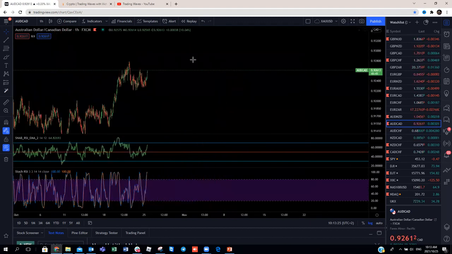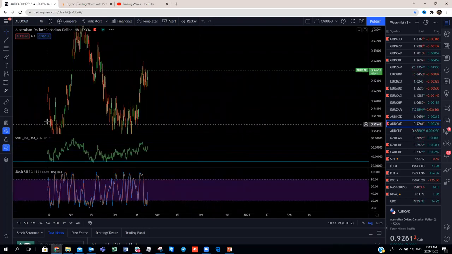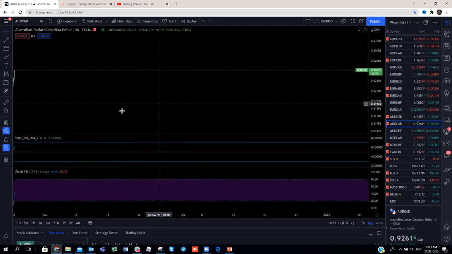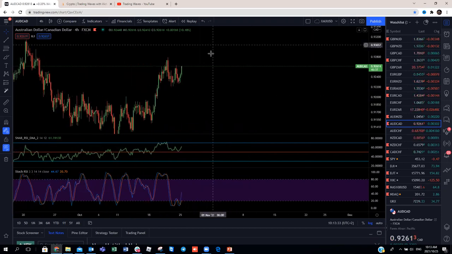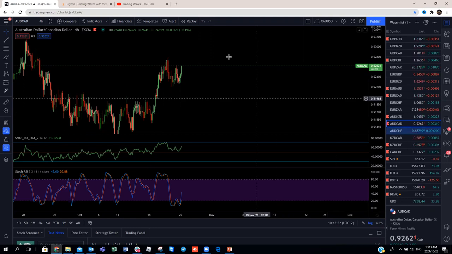Audi CAD. Let's go back to the 4-hour. So Audi CAD, we've got a corrective structure here. This is our corrective structure on Audi CAD. This is making a move to the upside like this, so we're going to see more upside. You can see here where we are. We're going to see upside on Audi CAD, upside on Audi Chief. Let's go to Audi Chief.